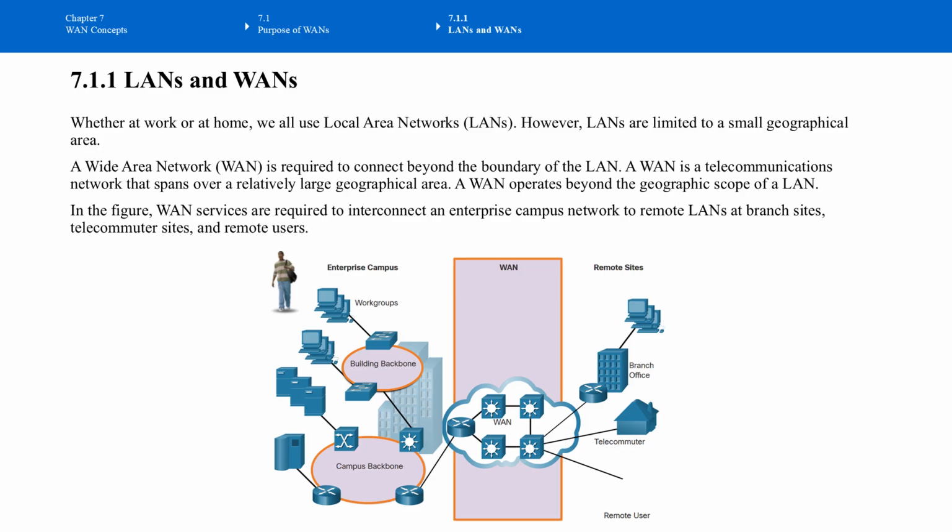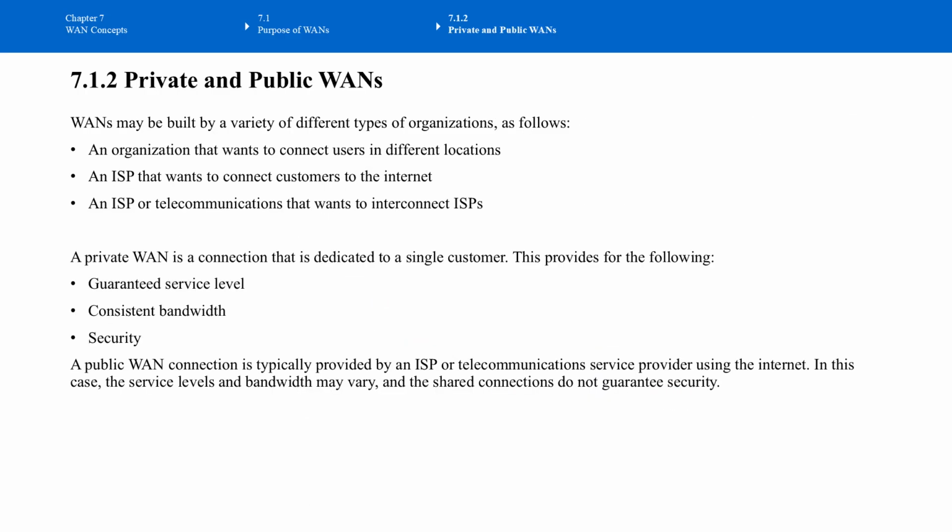In the figure, WAN services are required to interconnect an enterprise's campus network to remote LANs at the branch sites, telecommuter sites, and remote users. WANs may be built by a variety of different types of organizations as follows: an organization that wants to connect users in different locations, an ISP that wants to connect customers to the internet, or an ISP or telecommunications provider that wants to interconnect ISPs.